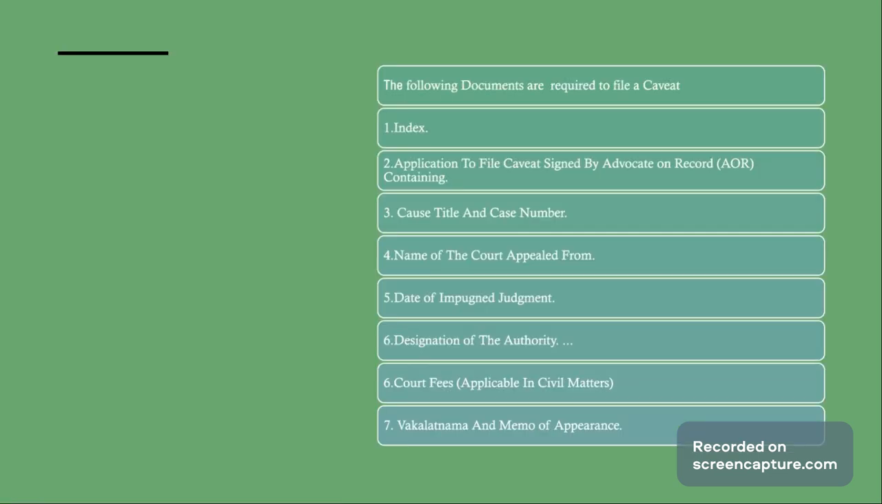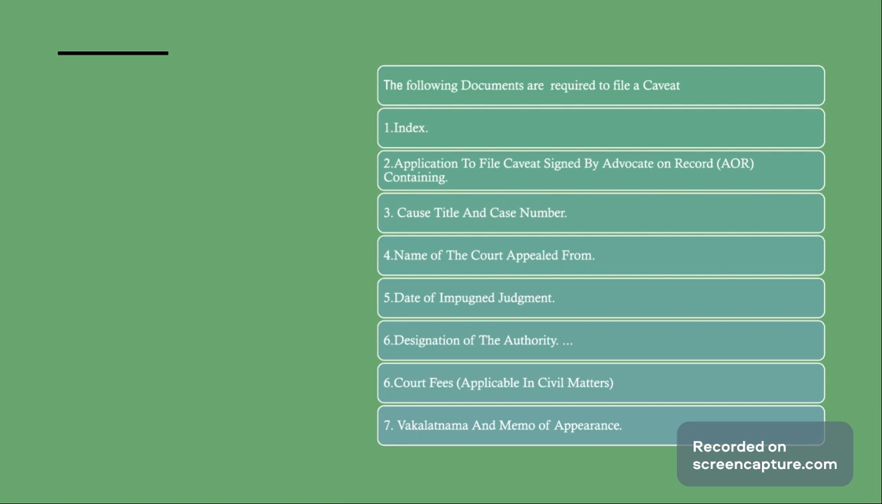So what are the documents required to file a caveat? When we talk about a caveat, these are the seven documents on record before filing any caveat. The first thing is the index. I will show you the format, how it looks. The second thing is the application to file caveat signed by the Advocate on Record, the AOR. Before filing, your Vakalatnama sign and this caveat signed by the AOR will also be added.